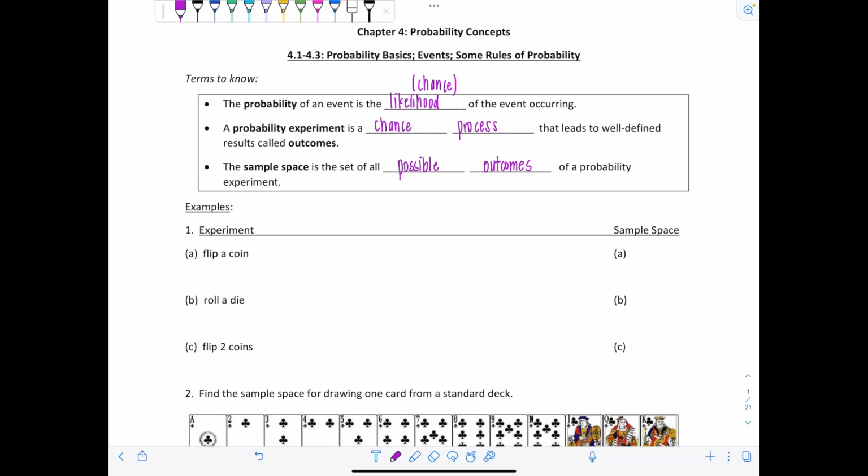Say we're considering flipping a coin to be a probability experiment. Let's check that it works with our definition. It's a chance process, right? You don't know what the outcome's going to be every time you flip a coin. And we have well-defined results called outcomes. It's clear after you flip a coin what the result is. It's not ambiguous. And the sample space, which is what we're going to be finding here, is the set of all of the possible outcomes.